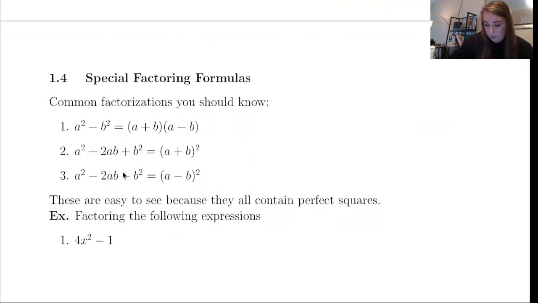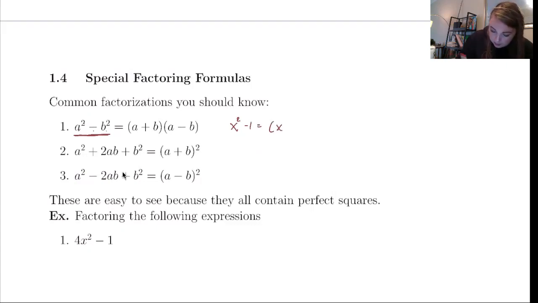Special factoring formulas. Okay. So common factorizations you should know. This guy is called the difference of squares. A squared minus b squared. Something squared minus something else squared. That factors into a plus b, a minus b. So a quick example, x squared minus 1. X is squared, minus 1 is squared. 1 times 1.